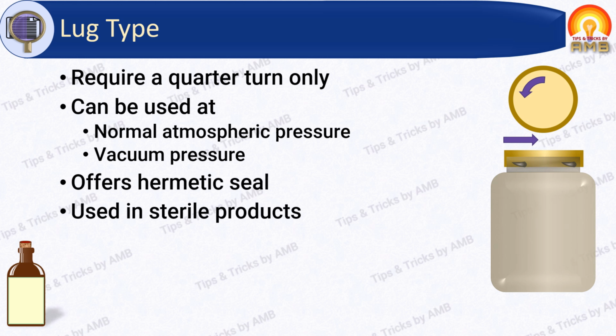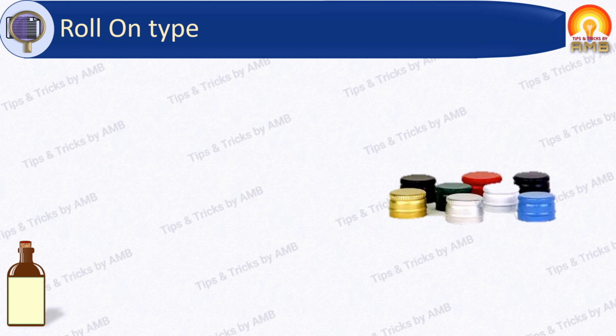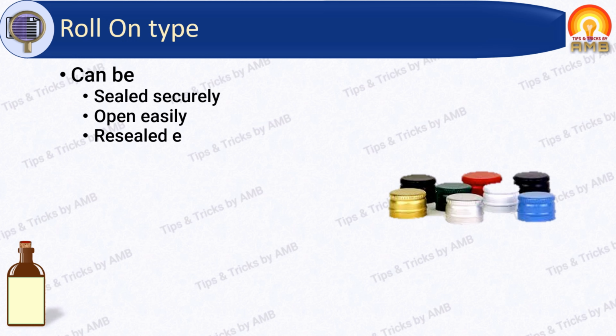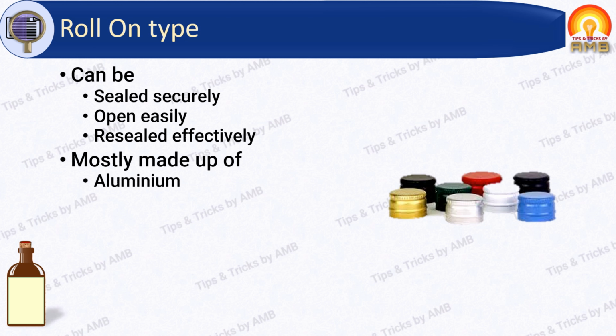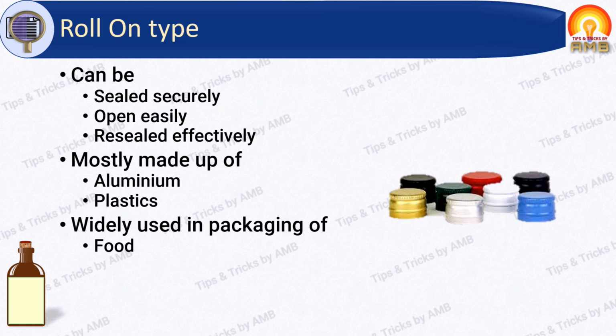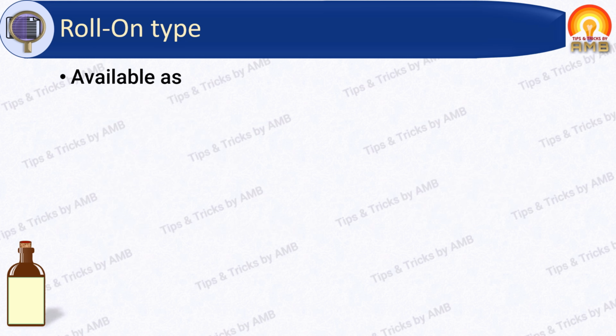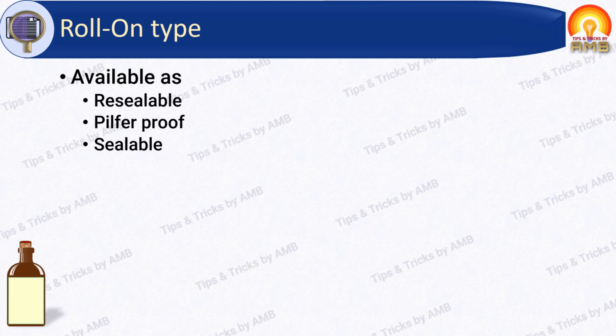The last type is roll-on type. These type of closures can be sealed securely, open easily and resealed effectively. Mostly these are made up of aluminium, plastics, etc. These are widely used in packaging of food, beverages, chemicals and pharmaceuticals. These are available as resealable, pilfer-proof and sealable type.